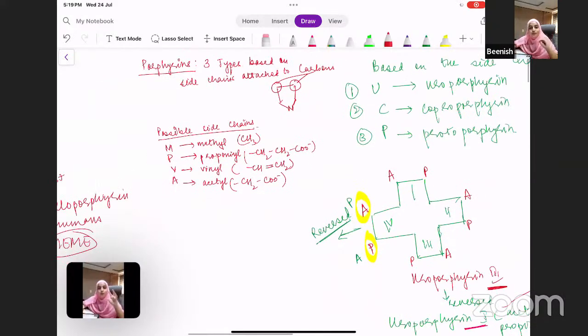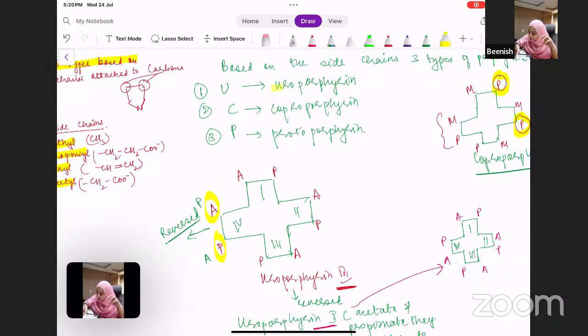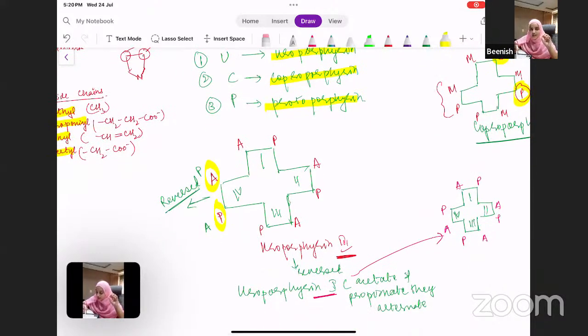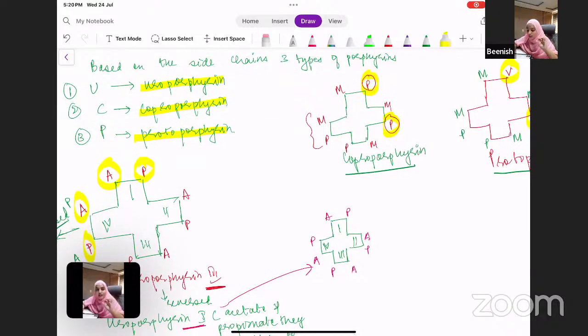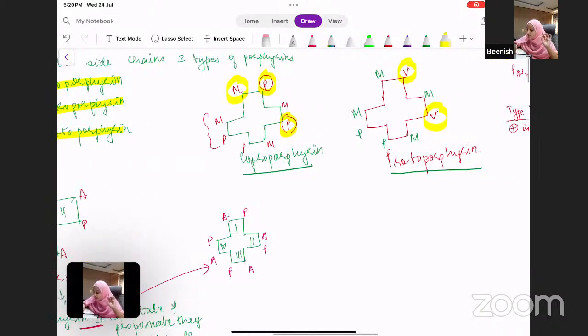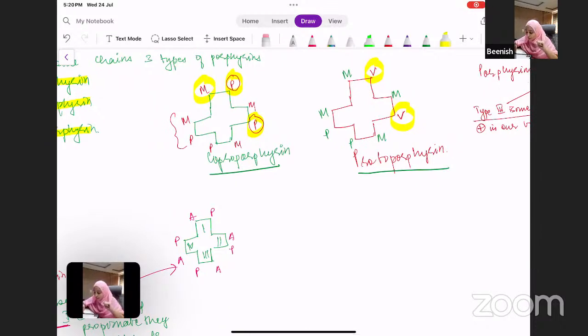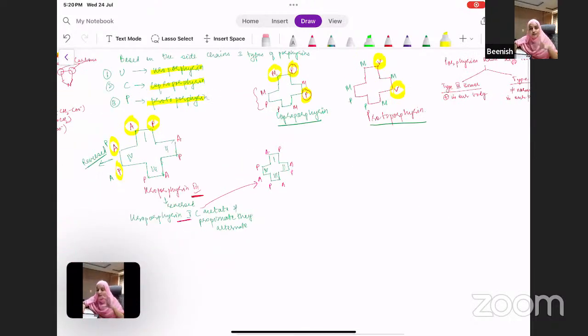Now I said that your porphyrins, they are of three types based on the possible side chains. And what are the possible side chains? They are methyl, propionyl, vinyl, and acetyl. So based on these possible side chains, your porphyrin is of three types. And what are those three types of porphyrins? That is uroporphyrin, coproporphyrin, and protoporphyrin. So in uroporphyrin, you are having the side chain acetyl and propionyl. And in coproporphyrin, you are having the side chains methyl and propionyl, and in protoporphyrin, the first and the second propionyl of coproporphyrin is changed into vinyl. Okay, so that was about the different types of porphyrins.